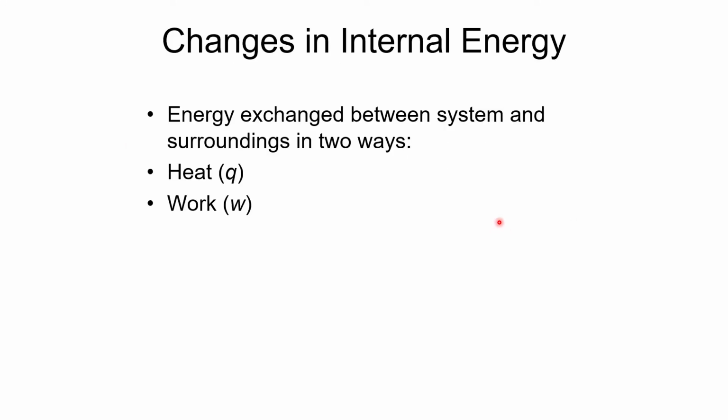All right, so energy can be exchanged between our system and our surroundings in two ways: by heat and by work. And so our equation that we use for this is that delta E is equal to Q plus W, where Q is the heat and W is the work.